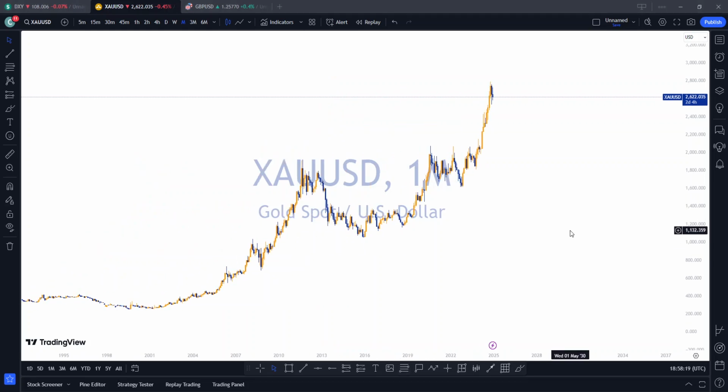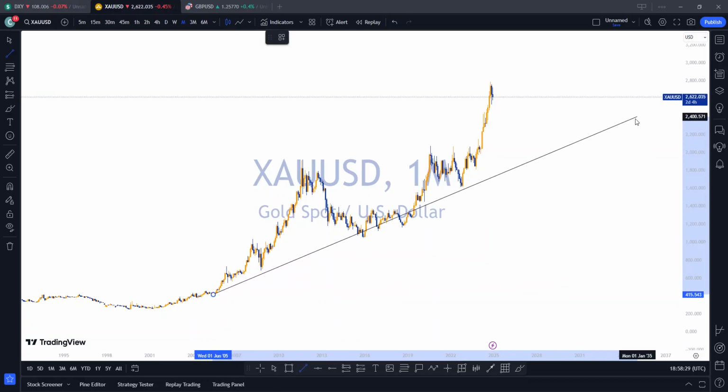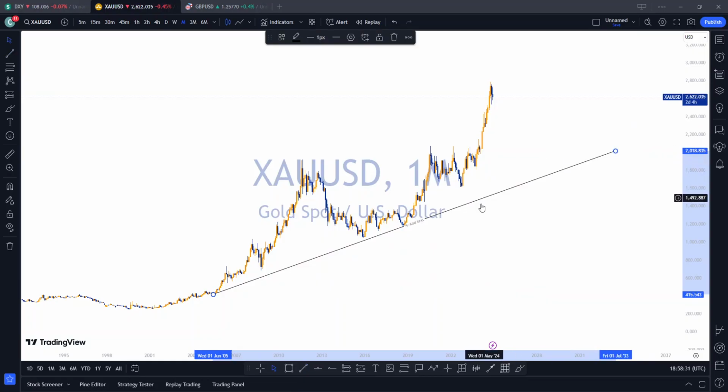Hi guys, so this is my analysis on gold. What I'll be looking at on gold, just like to start my analysis, I like to do top-down analysis. So this is the monthly time frame. Let's do that.